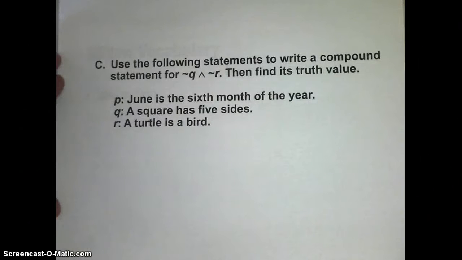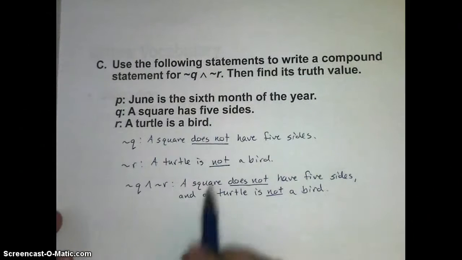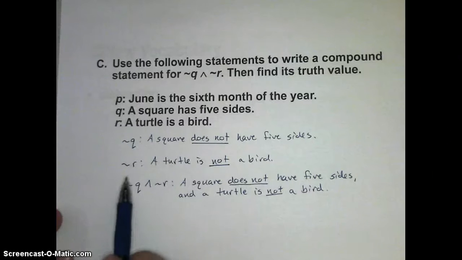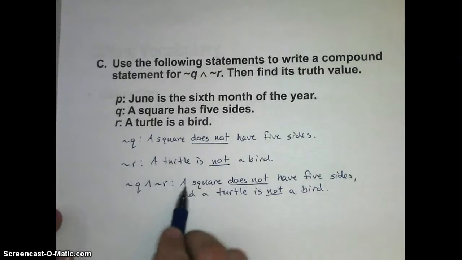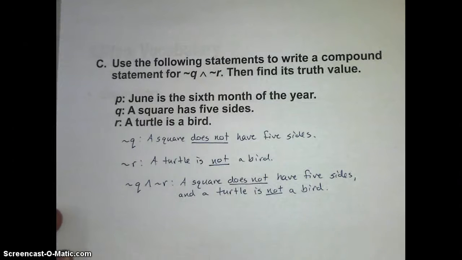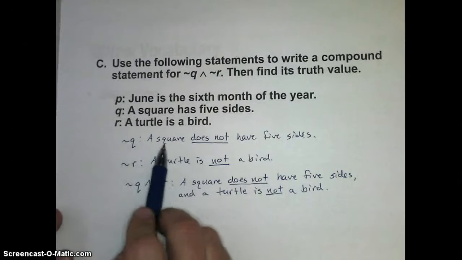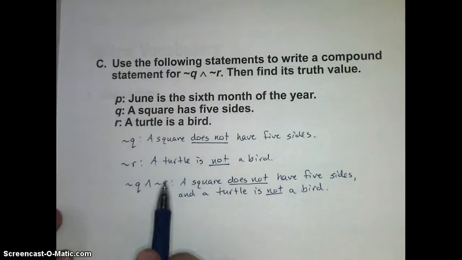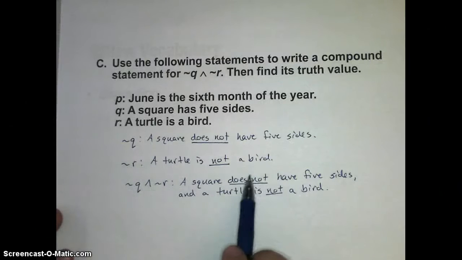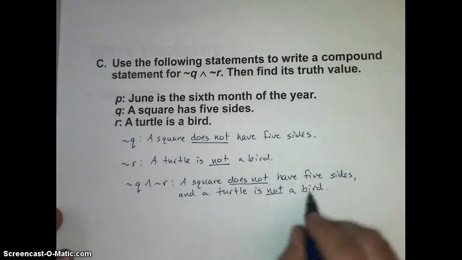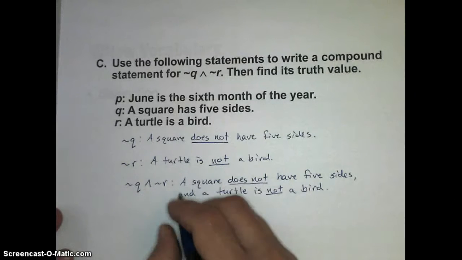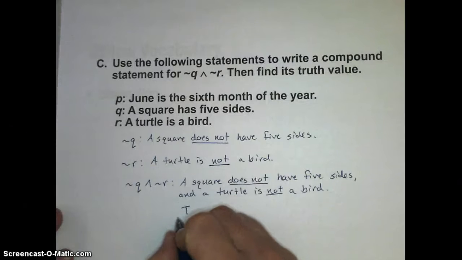All right, we should get the following conjunction. Since the negation of Q says a square does not have 5 sides, and the negation of R says a turtle is not a bird, our conjunction is a square does not have 5 sides and a turtle is not a bird. Now, the negation of Q has a truth value of true. A square does not have 5 sides, it only has 4. The negation of R, a turtle is not a bird, is also true. Since both parts of our conjunction are true, this has a truth value of true.